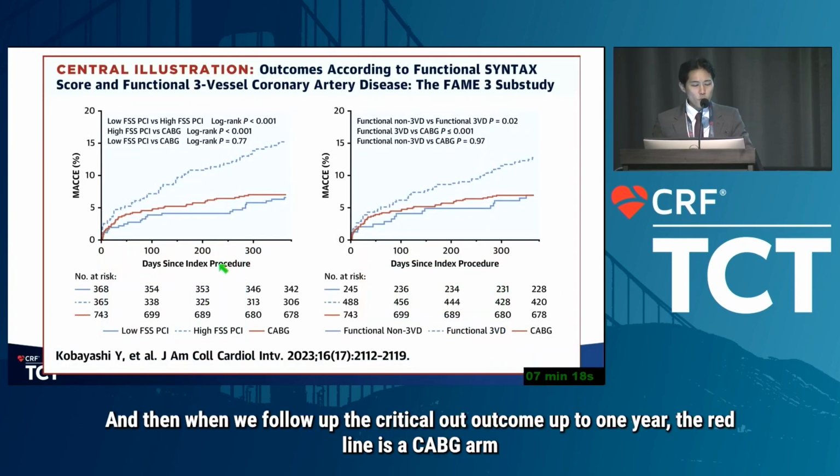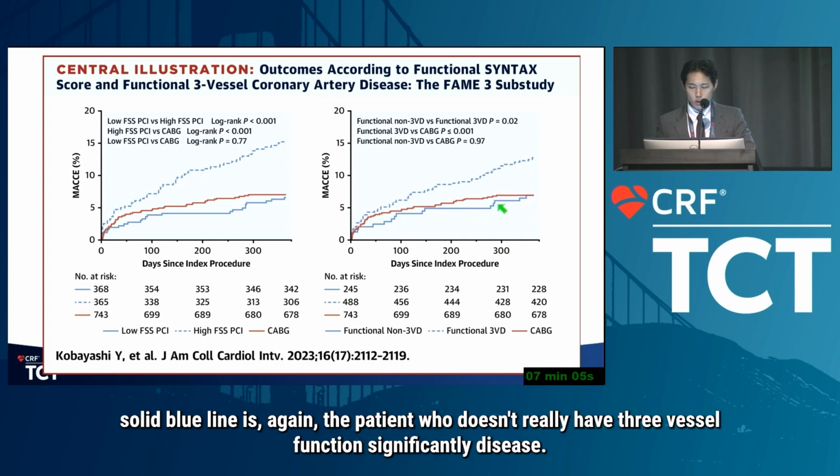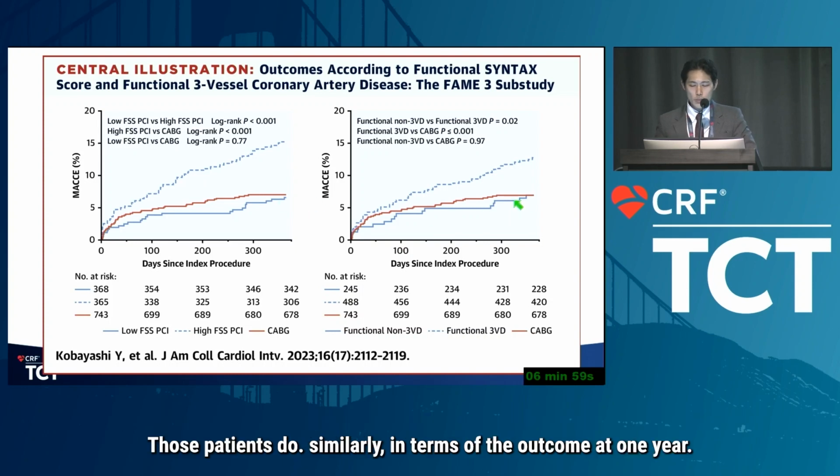And then when we follow up the clinical outcome up to 1 year, the red line is the CABG arm. And the blue solid line, this is the low functional SYNTAX score. And then in this right-sided panel, this solid blue line is again the patient who doesn't really have 3-vessel functionally significant disease. Those patients do similarly in terms of outcome at 1 year.